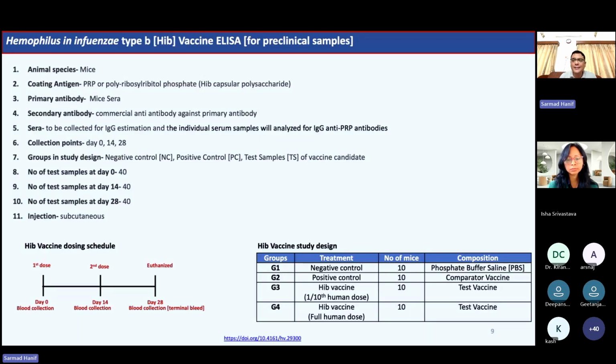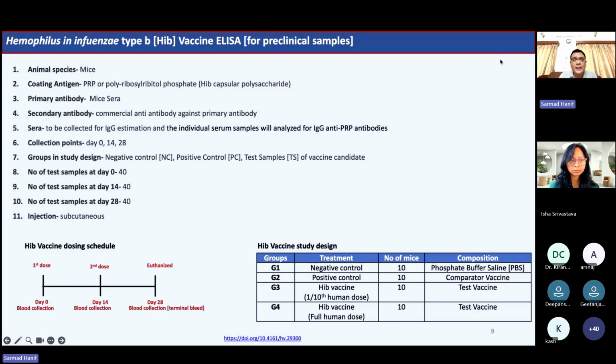Now, this is quite important. You have to understand this. And I would say, please ask any questions if you are having any, because this is very, very important once you are establishing your assay for the vaccine.